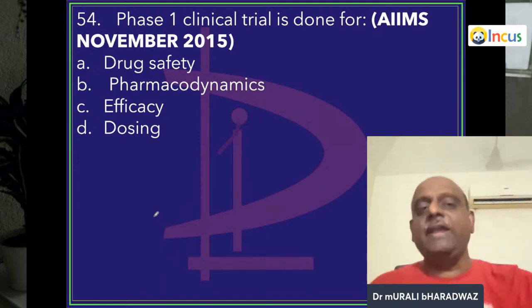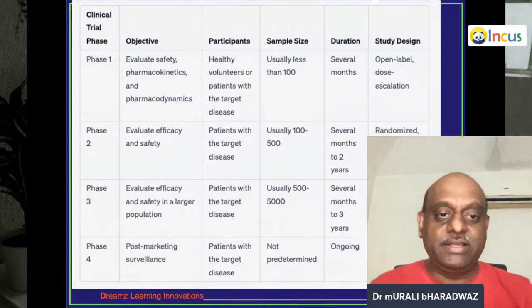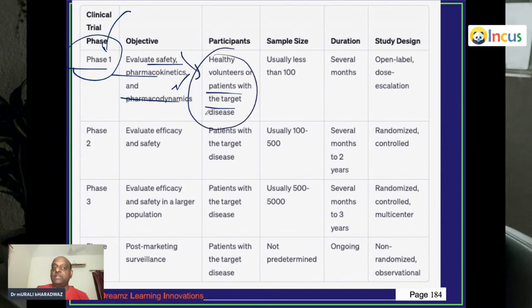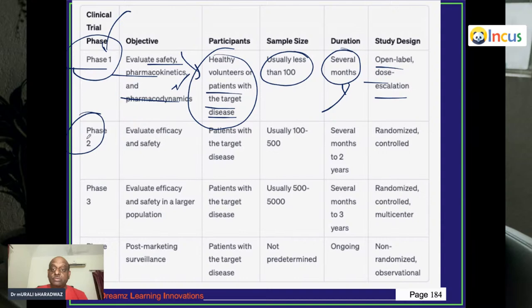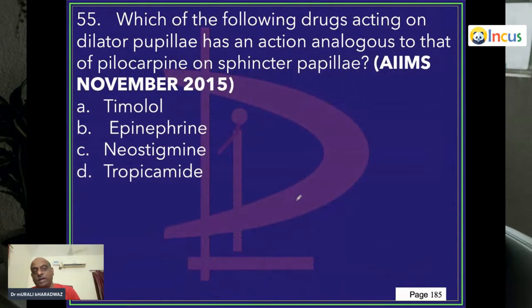Then phase 1, phase 2, phase 3, phase 4 clinical trials. Phase 1 is for drug safety. So please don't forget this list, doctor. Remember the list; it will definitely come in tomorrow's NEET PG, INICET. Phase 1 evaluates safety, pharmacokinetics, pharmacodynamics, in healthy volunteers or patients with the target disease, usually less than 100, several months, open label, dose escalation. Phase 2 evaluates efficacy and safety, 100 to 500. Phase 3 evaluates efficacy and safety in a larger population, 500 to 5,000. Phase 4 is post-marketing surveillance, is what you need to remember.